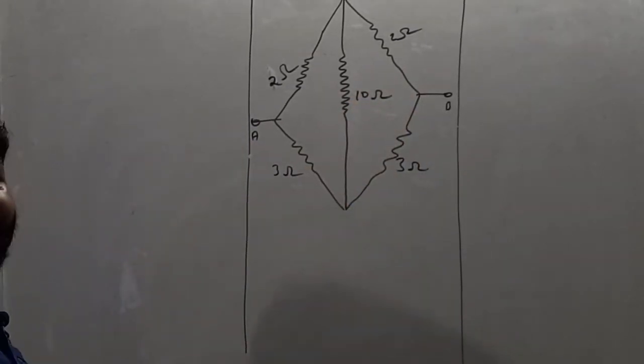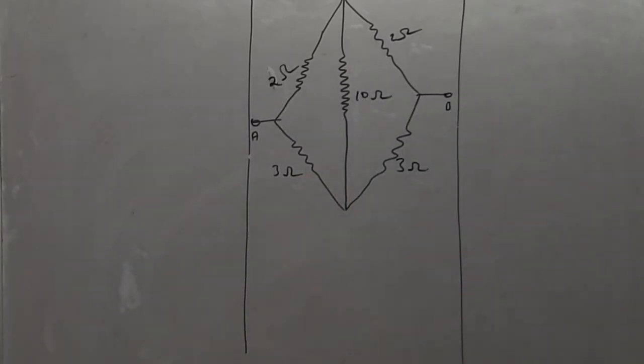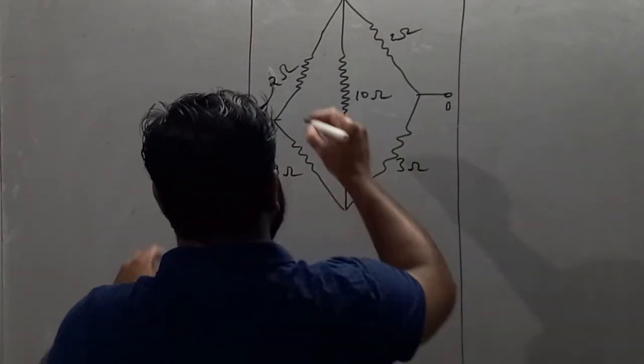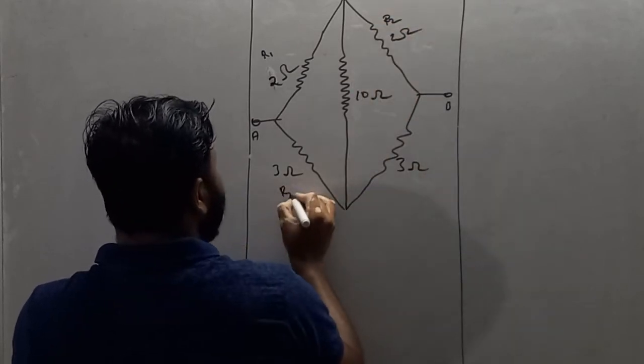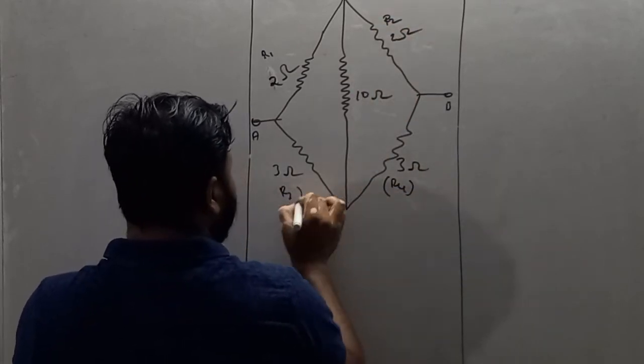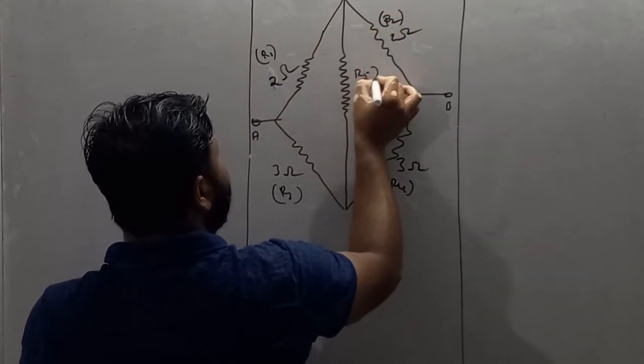So see, my dear students, as we know, if a combination of 5 resistors is present in a circuit, then that circuit is considered to be a Wheatstone bridge. Now check it out. We have 5 resistors here. Let's suppose these resistors are R1, R2, R3 and R4, and this one is R5.